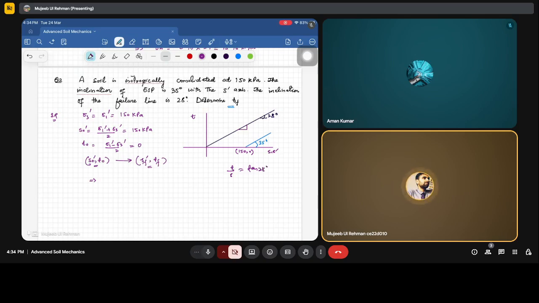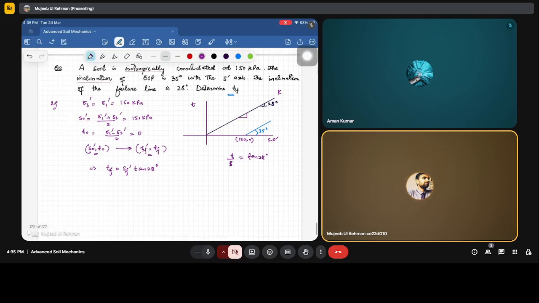Fine. So this is one equation that we will use. The slope of this failure line is given by T by S. So we can write T final is given by SF dash final tan of 28 degrees. Correct? Final state TF will have some relation with the SF dash, which is given by T is equal to SF dash tan of 28 degrees.